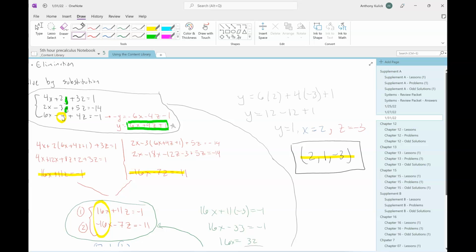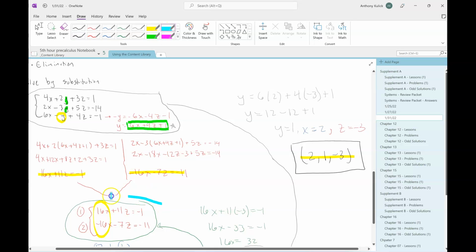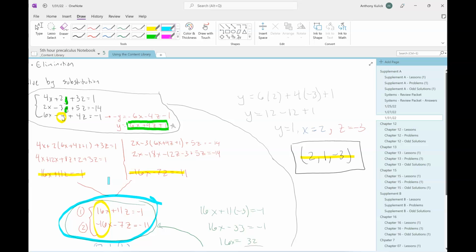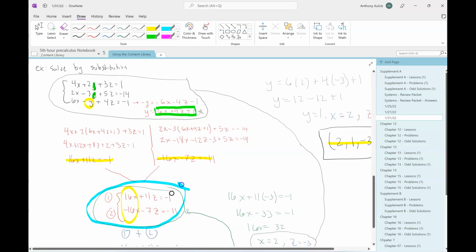Everybody okay so far, though? Again, much different than what we did in the two variables? Not really, right? Same stuff. And in reality, the first step is to just get a two-variable system that we can use the last lesson's techniques on directly, right? Let's do an elimination example.